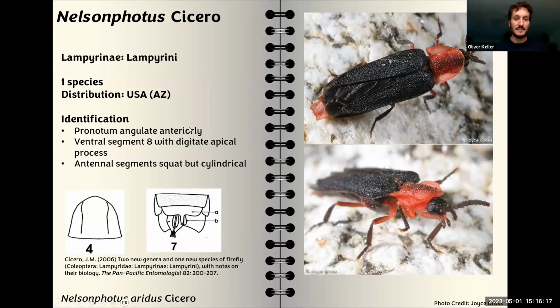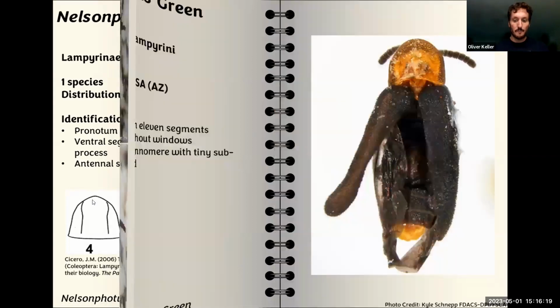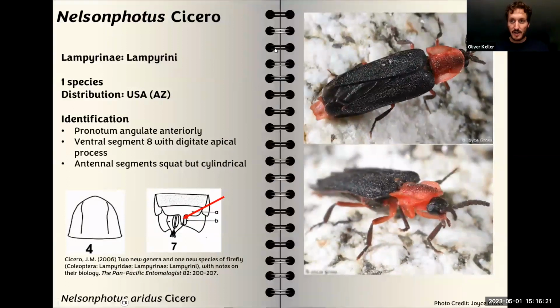And the antennal segments are squat and cylindrical. So if you see them, they're very compressed, but they're very round. And the coloration, I think, is one of the most distinct among the fireflies we have. And there's only one species, Nelsonphotus aridus.